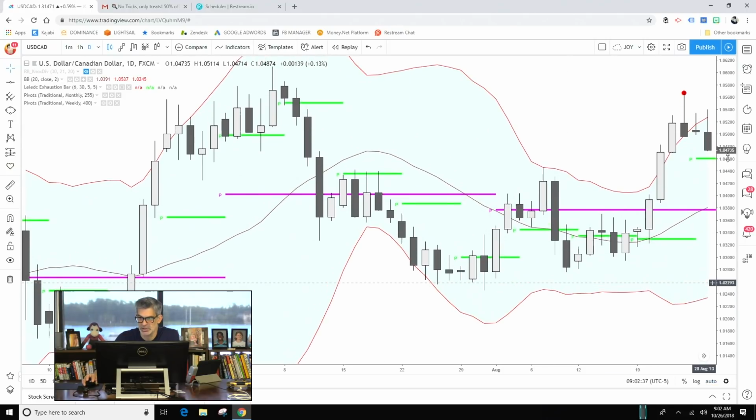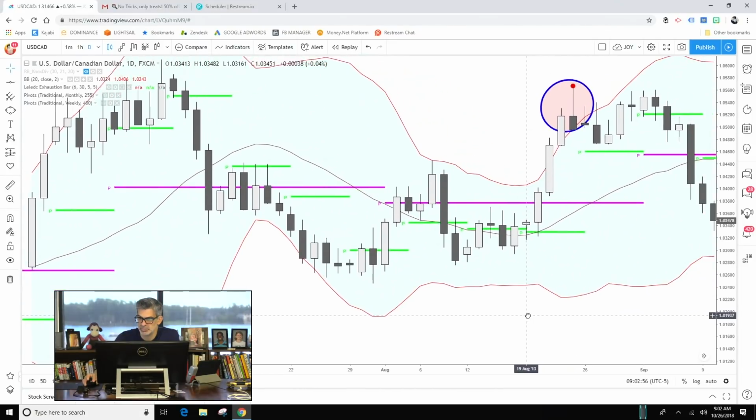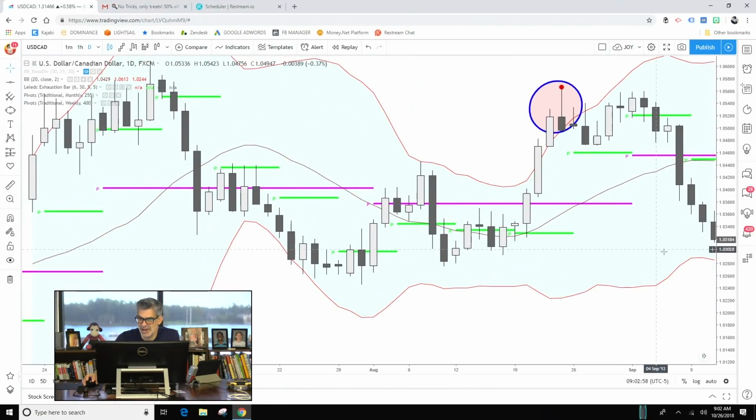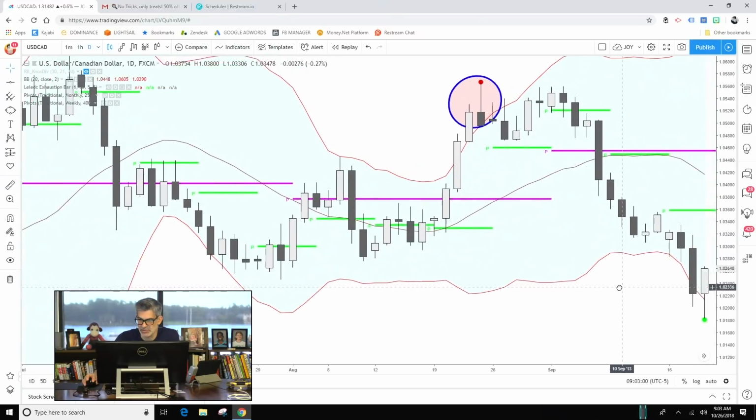I don't know. Look at this one, for example. We have a large shadow outside the bands. The body is outside the bands. If we enter below the lows of that candle, we can get down to maybe the monthly pivot. And we do. That's nice. We get all the way down to the bottom bands even.